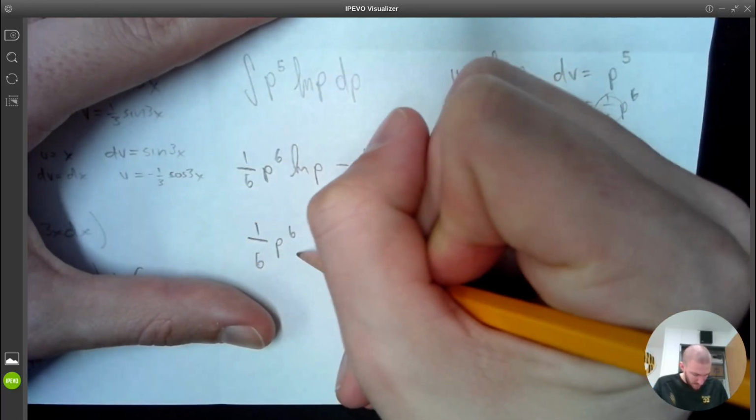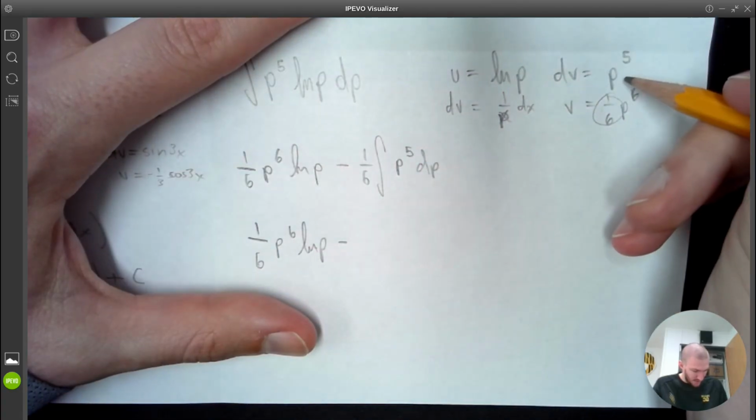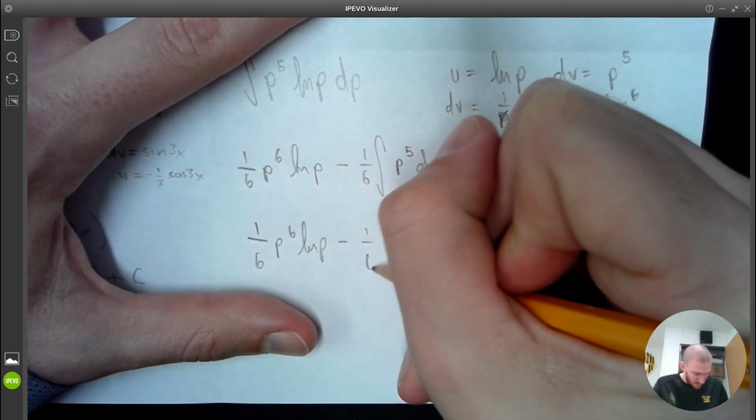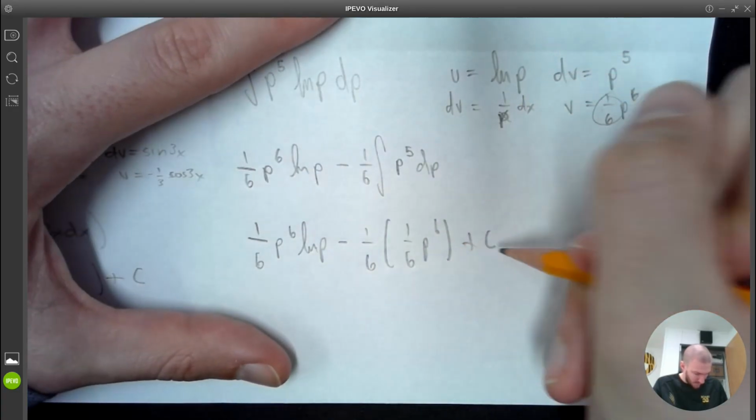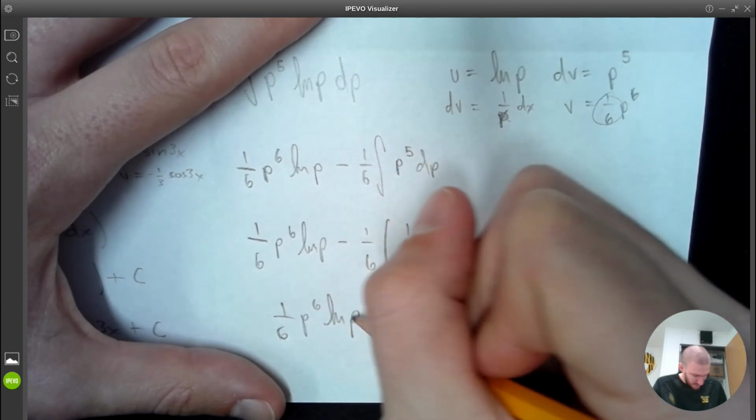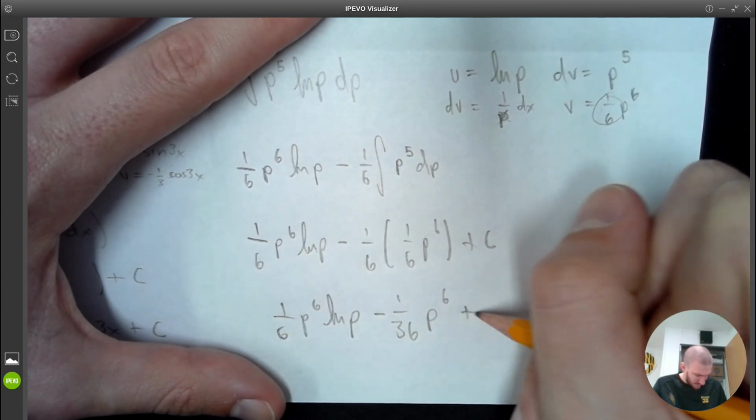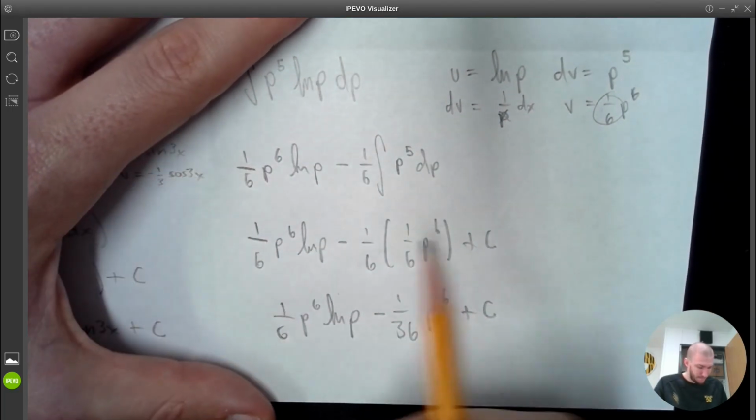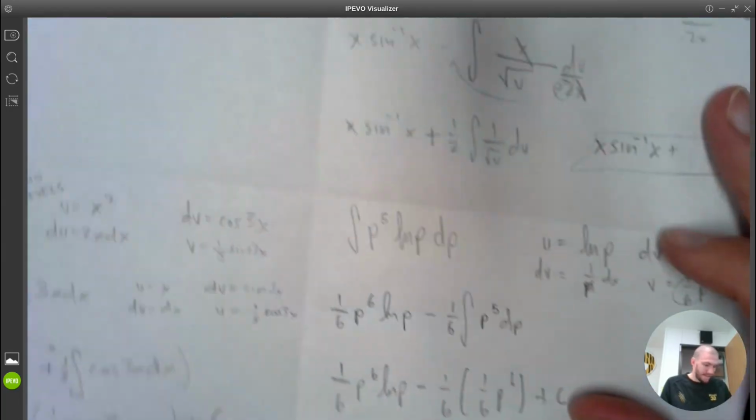1/6 p^6 ln p minus this. We literally just did it before, so it's going to be 1/6 p^6 plus c. So 1/6 p^6 ln p minus 1/36 p^6 plus c. Not bad.